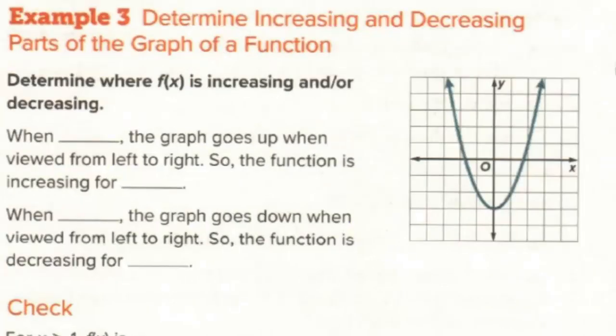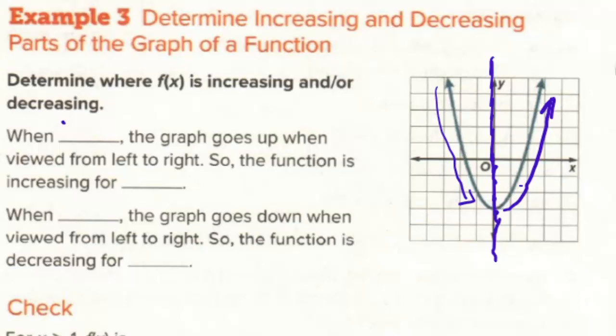-0.5. For example 3, they want us to determine where the function is increasing and decreasing. So when we look at our graph over here, we want to find the axis of symmetry first, or a change of direction. So that's going to be right here. Increasing is on this side. So increasing is over here. So when it's going that way, the y values are getting bigger. When it's coming this direction, the y values are getting smaller.